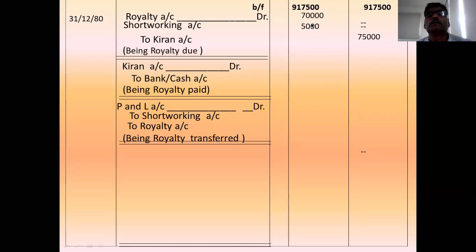Fill the amount. 70,000 is royalty. Short working is 5,000. Total 75,000. You take 75,000 to next entry. Amount is 75,000. Payment is there. And you write this royalty and short working. Royalty is 70,000. SWIR is 12,500. Like this, you fill the amount total.